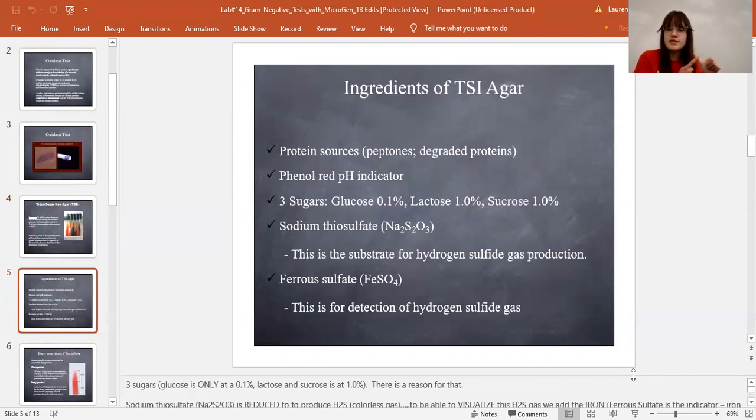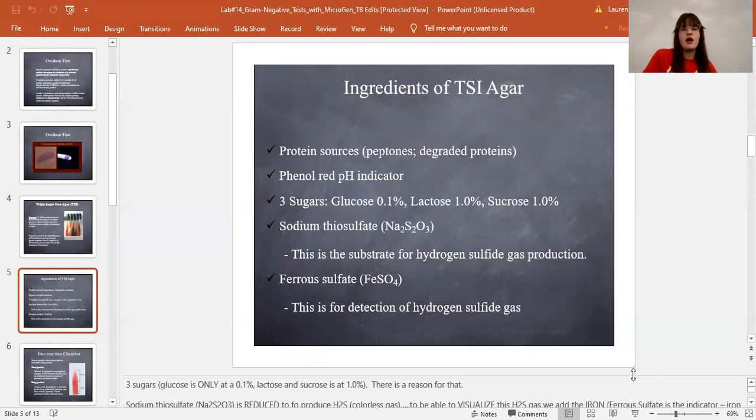You'll need to know that they are a protein source, right? Peptones, degraded proteins. There's a red pH indicator, that's the phenol red. That one gives it that neutral color, right? The 3 sugars and their concentrations, you'll need to know that. We have glucose at the lowest. Now, glucose is a very large molecule, which means that the amount of actual physical space it takes up is going to be very similar to 1% of lactose. So we have 0.1% of glucose, 1% lactose, 1% sucrose. So just remember that glucose is a large molecule, so we'll obviously need a lower concentration.